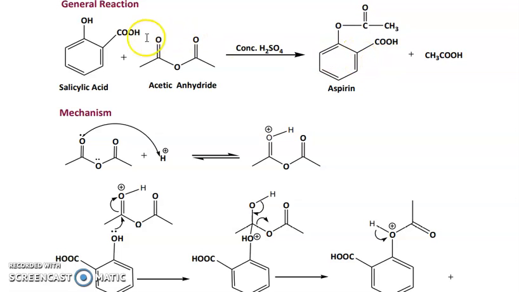So what is the difference from here to here? In the conversion of salicylic acid, the oxygen-hydrogen bond here breaks and forms an oxygen-carbon bond. This is the beauty of this reaction. And this is the CH3CO acyl group. And this compound is known as aspirin.